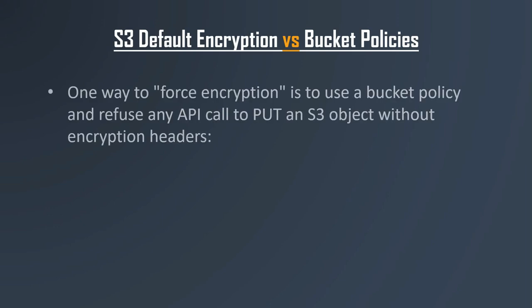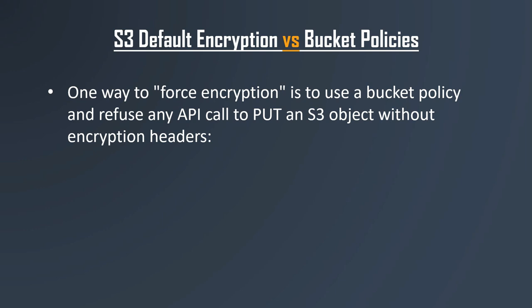If you wanted to push an object into an S3 bucket and make sure that object was encrypted, then you would force encryption using a bucket policy. The bucket policy says that if the encryption headers are not specified in the API call made to Amazon S3, then you deny the request. And therefore, every object that is put into your S3 bucket has to be encrypted.